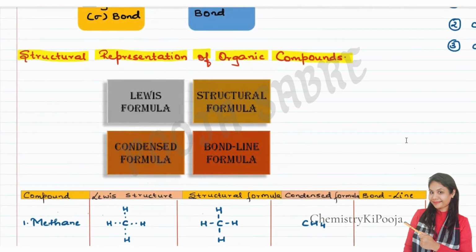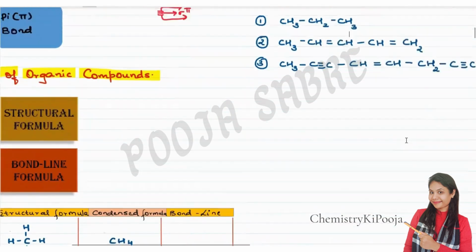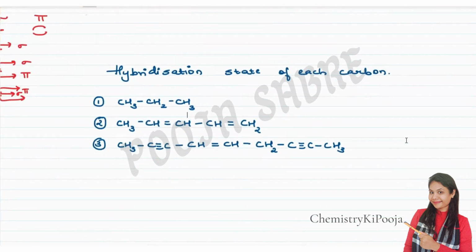In the last lecture, we studied entirely the introduction of organic compounds, then the characteristics of carbon, catenation, hybridization. In this lecture, we are going to study everything related to structural representation of organic compounds. But before proceeding with the topic, let us quickly solve the question which I had given you in the previous lecture.